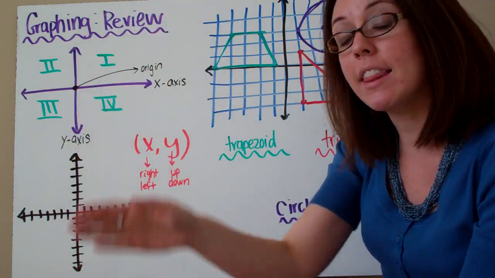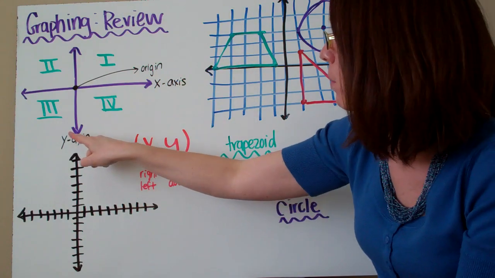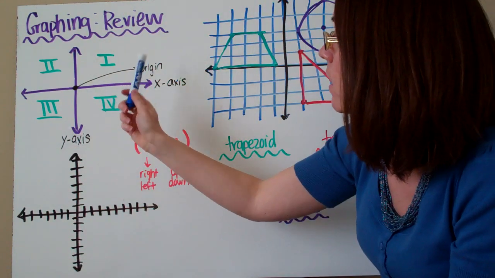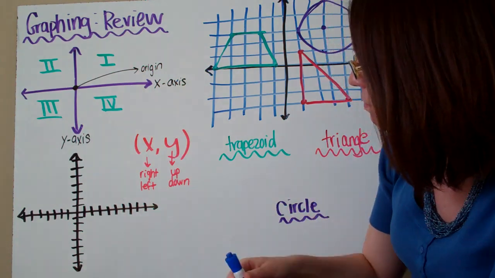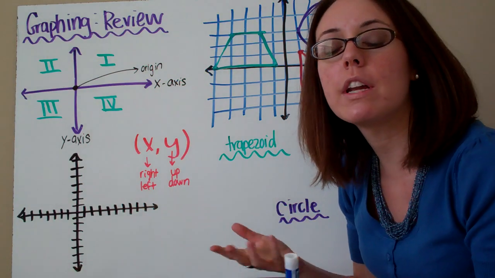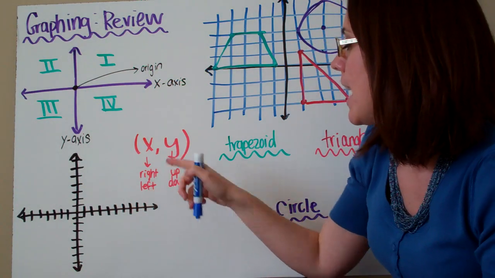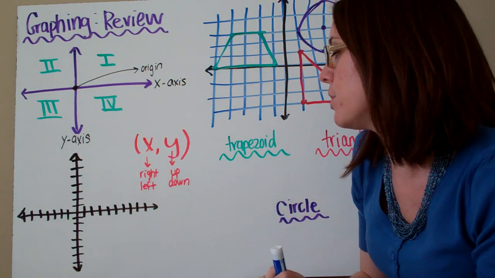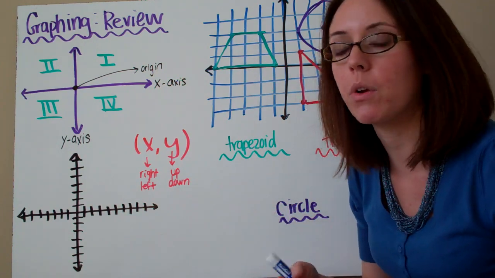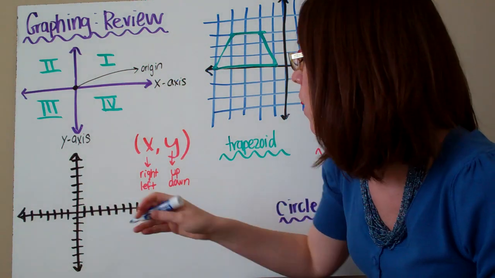Think of the y, the letter Y. This part of the Y is almost up and down, so it goes up and down. This is horizontal. This is vertical. We're going to graph an ordered pair. An XY coordinate or ordered pair is made up of an X and a Y. Your X tells you to go either right or left, and your Y tells you to go either up or down. You always start at the origin.